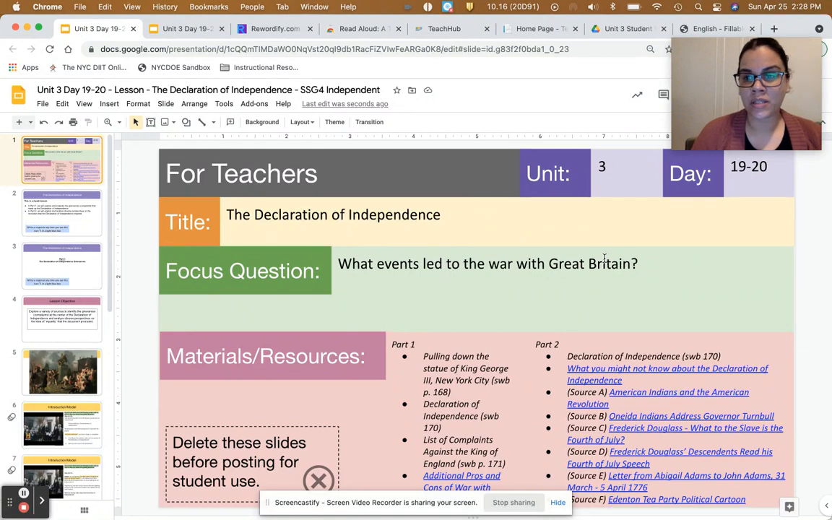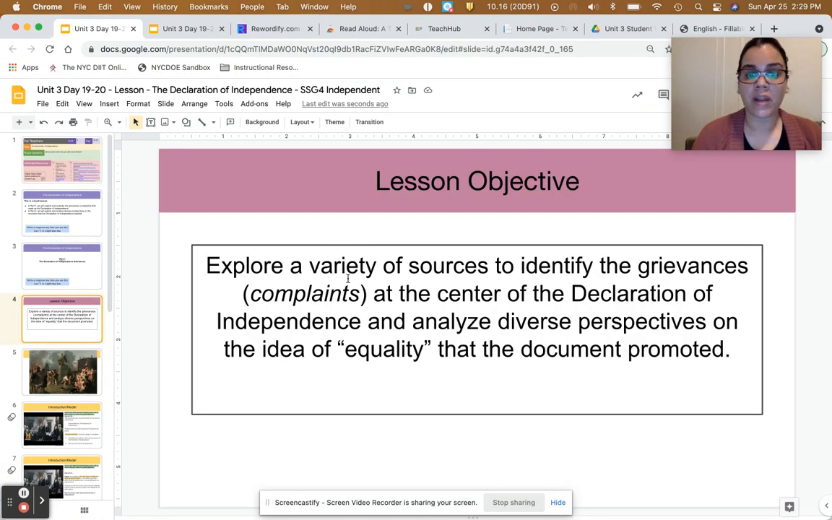Today, we're going to continue with the independent practice portion of part one of our two-day social studies lesson entitled The Declaration of Independence. And our focus question is, what events led to the war with Great Britain? In part one, our lesson objective is to explore a variety of sources to identify the grievances or complaints at the center of the Declaration of Independence and analyze diverse perspectives on the idea of equality that the document promoted.